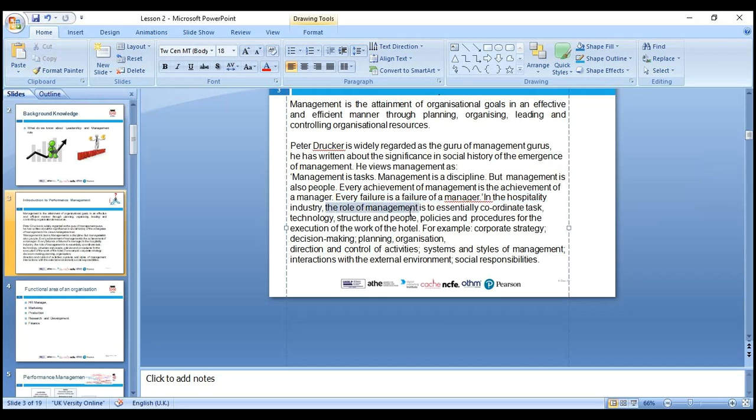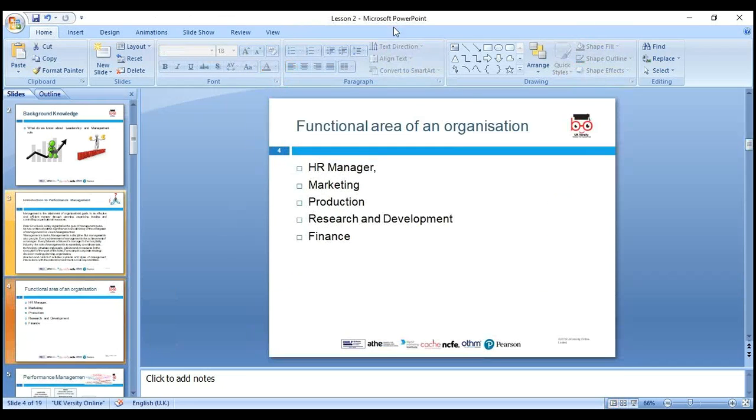In the hospitality industry, the role of management is essential. It coordinates tasks, technology, structure, people, policies, and, like in a hotel environment, corporate strategies and decision-making planning. Corporate strategies for the overall organization are normally made by leaders, but operational managers help to achieve those corporate objectives. System and style of management involve interaction with the internal and external environment to meet social responsibility. Any question? No, sir. Okay, we discussed functional areas.